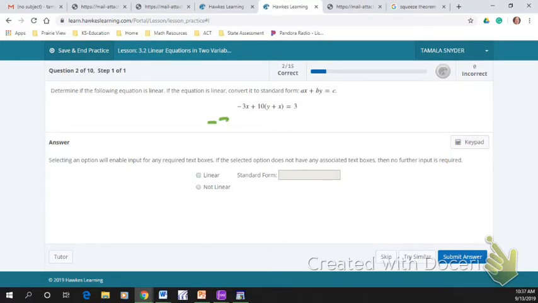So negative 3x plus 10y plus 10x equals 3. So then I end up with what? 7x plus 10y equals 3. Okay, that's linear. So you would click linear and you would type that in this box. Does that make sense? Okay. So I'm going to skip that.